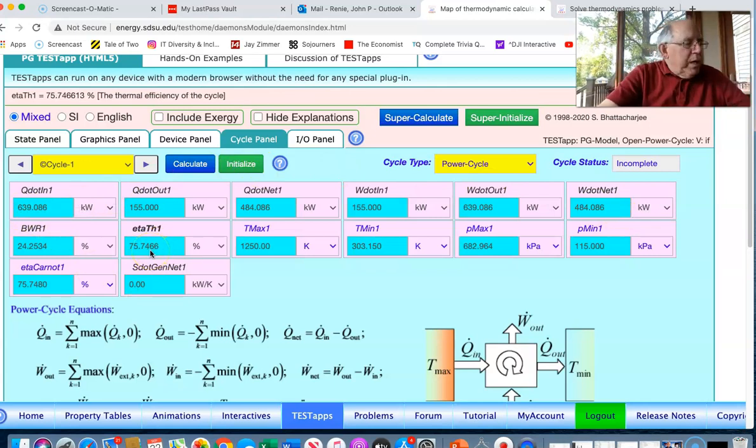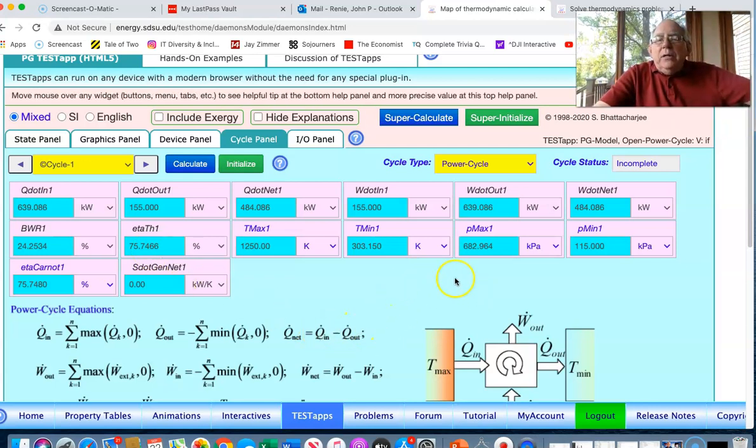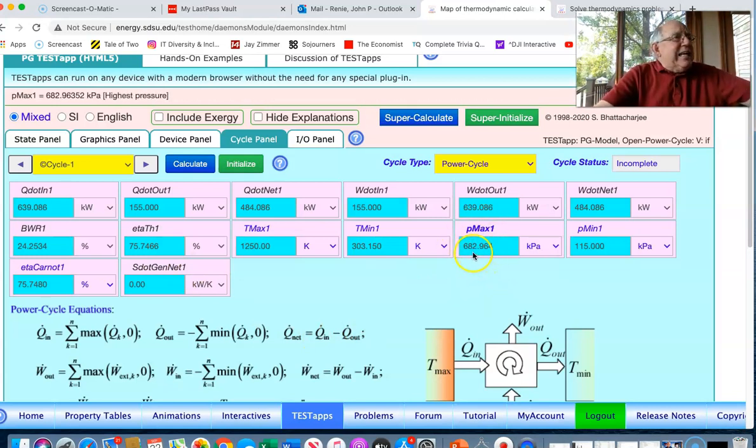It also asks for the maximum pressure in the cycle. And the maximum pressure in the cycle shows up here as 682 kPa. And it asks for the net work output per unit mass. And even though this is in kilowatts, we know that this was generated for a 1 kilogram per second mass flow rate. And so this is also 484 kilojoules per kilogram of mass through the system.